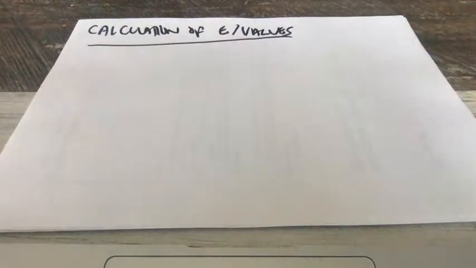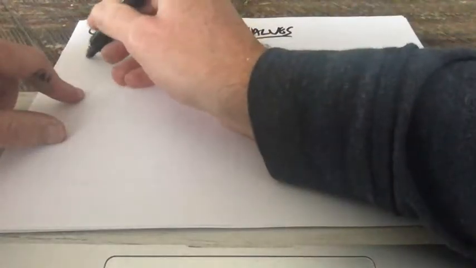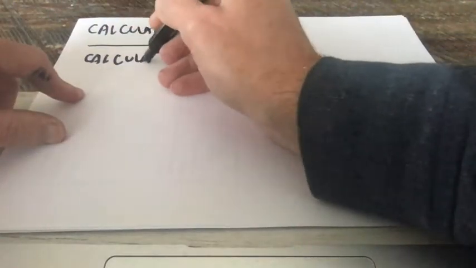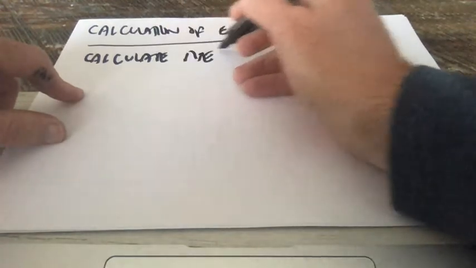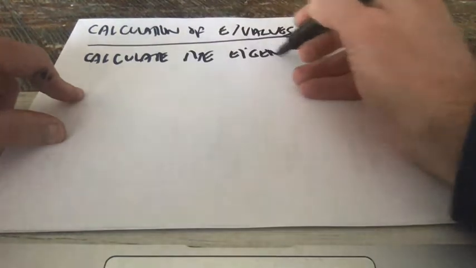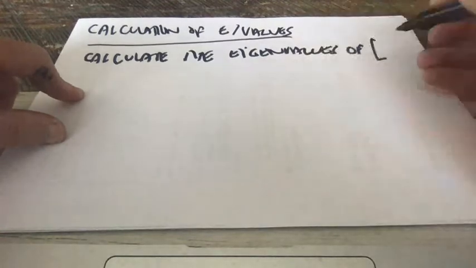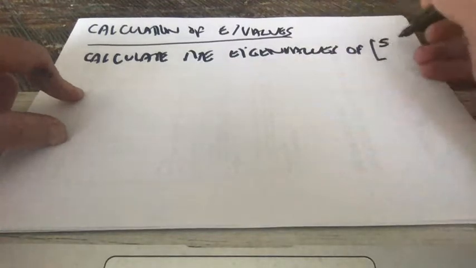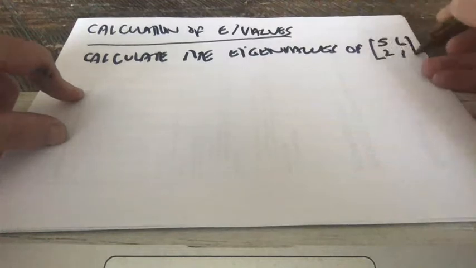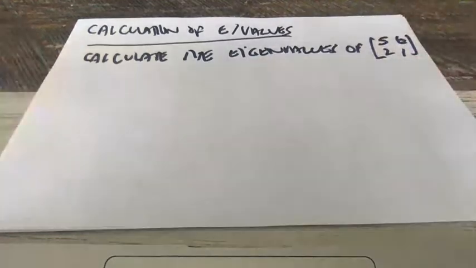So, let's do this. Here's a question. Calculate the eigenvalues of, let's look at the matrix we started off with, 5, 6, 2, 1. Now, if you're looking back in past exams, this question crops up a lot.